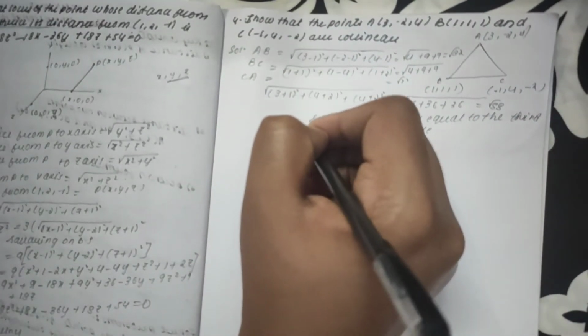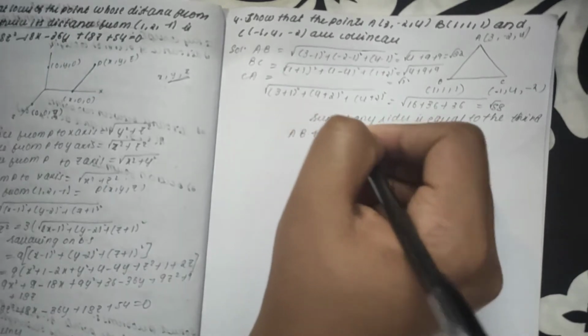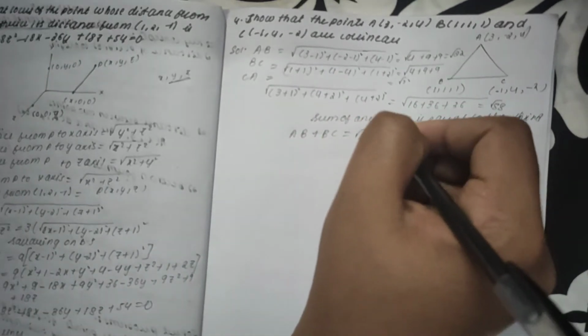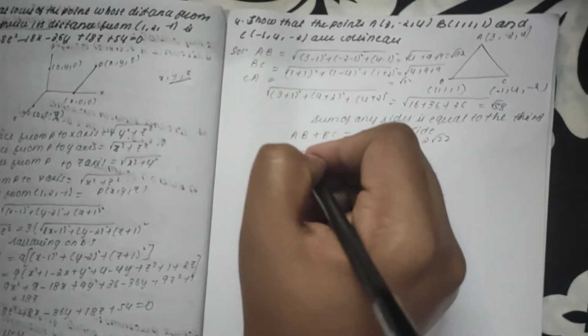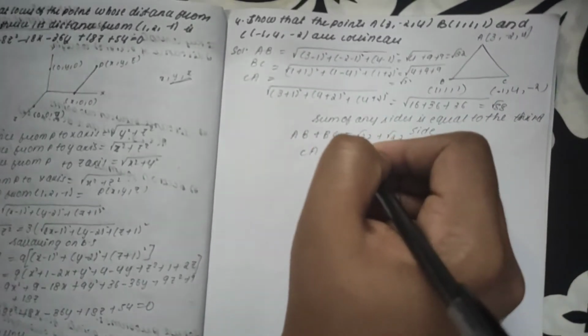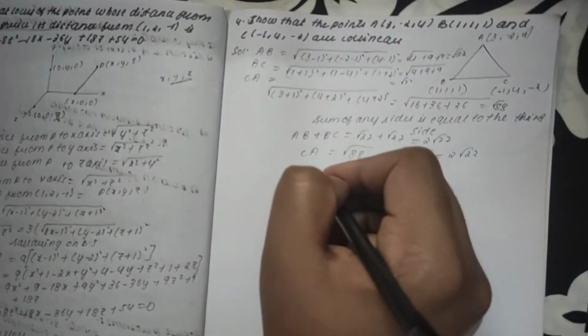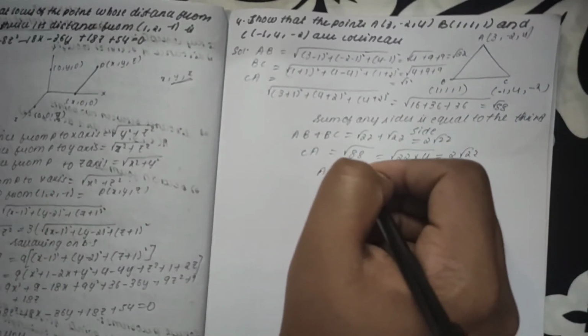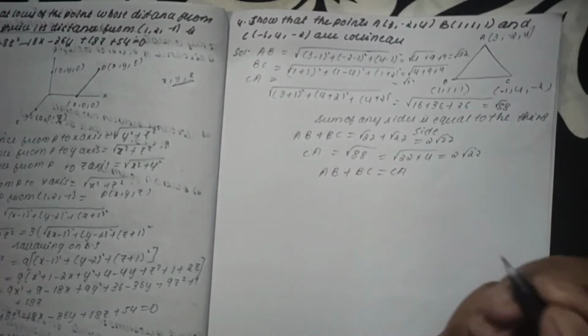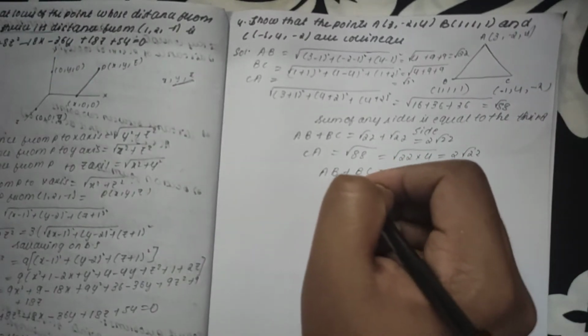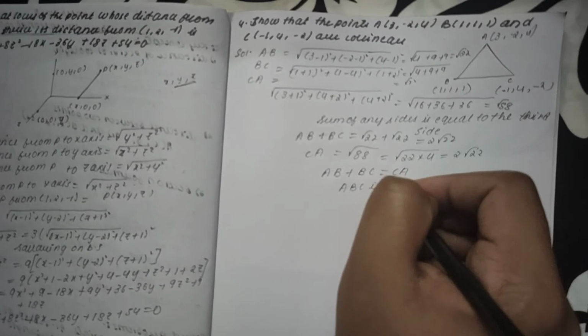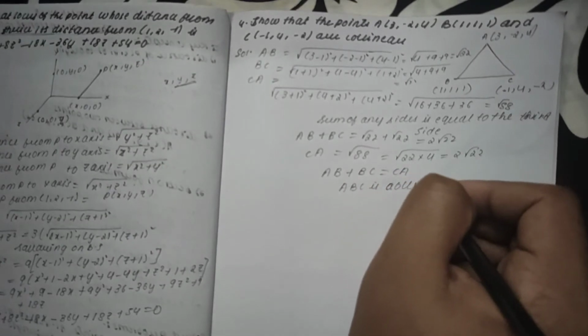So AB plus BC, which is root 22 plus root 22, which is 2 root 22, and CA is root 88. Root 88 can be written as root of 4 into 22. Root 4 is 2, so this is 2 root 22. AB plus BC is equal to AC. So ABC is collinear. That's proved.